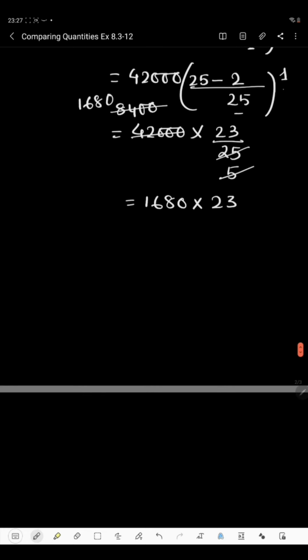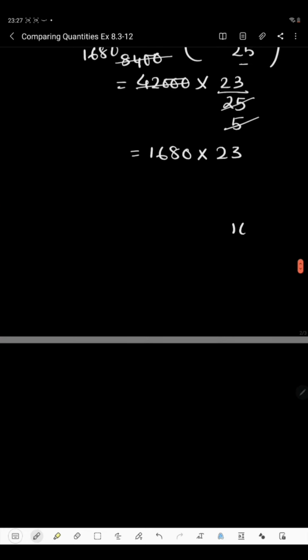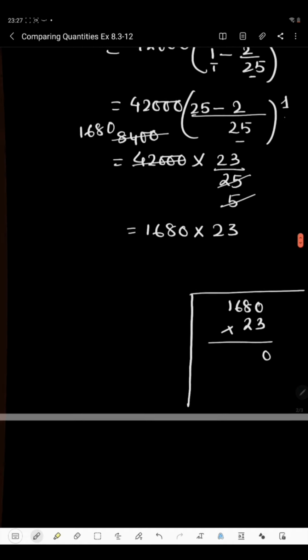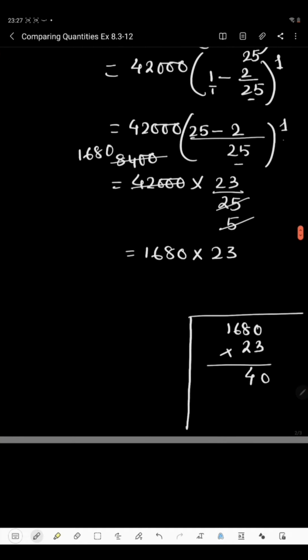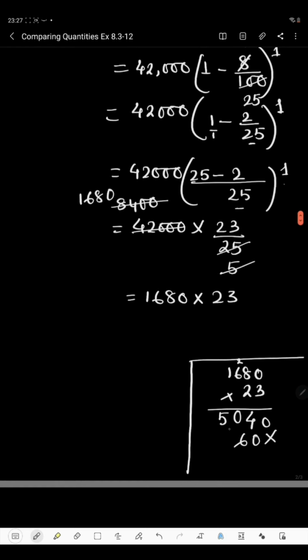1680 multiplied by 23, okay? So 3 0s are 0, 3 8s are 24, 4 and 2 carry, 3 6s are 18, 18 plus 2 is 20, 0 and 2 carry, 3 1s are 3, 3 plus 2 is 5. Then multiplying by 2: 2 0s are 0, 8 2s are 16, 1 carry, 6 2s are 12, 12 plus 1 is 13, 3 and 1 carry, 2 1s are 2, 2 plus 1 is 3. So the answer is 38,640.